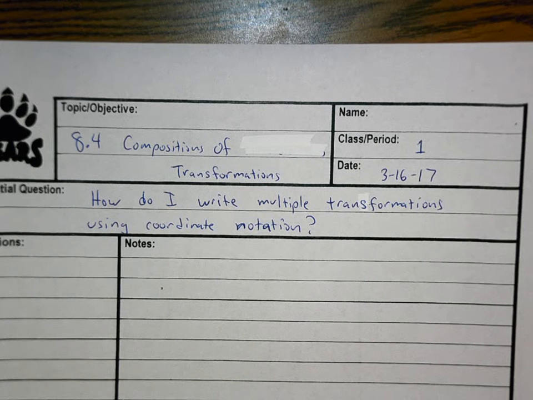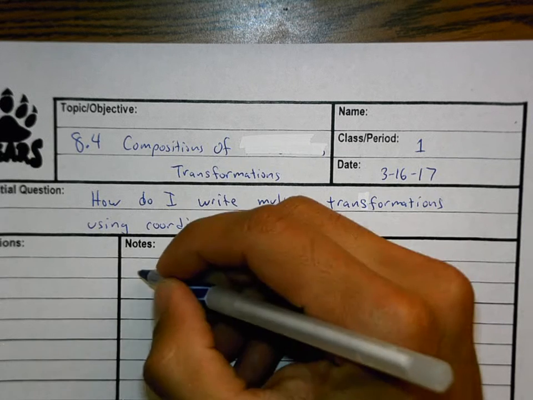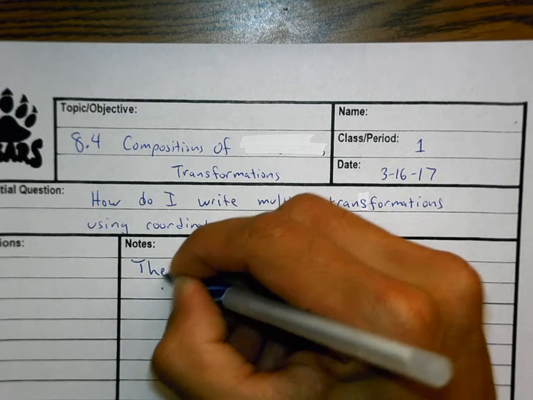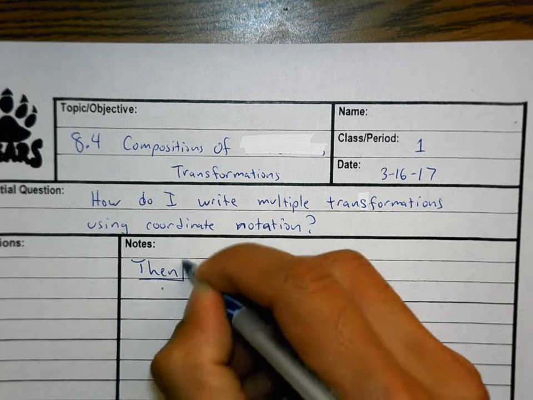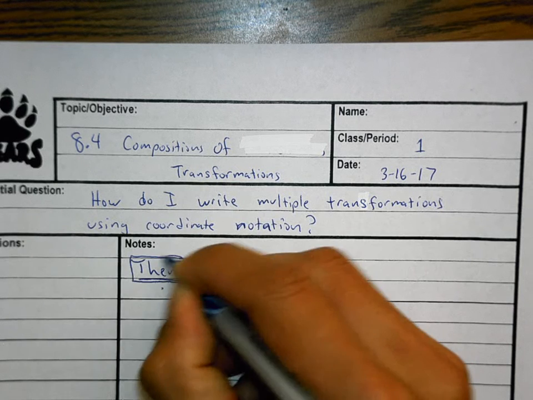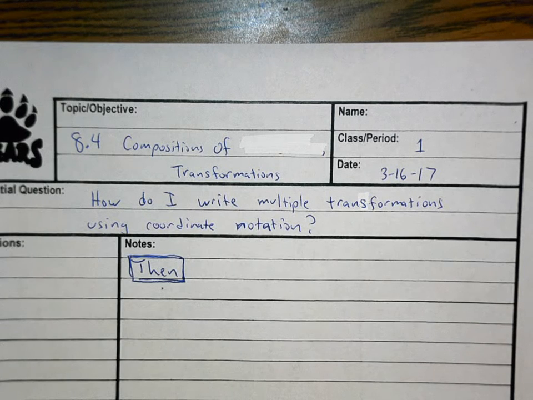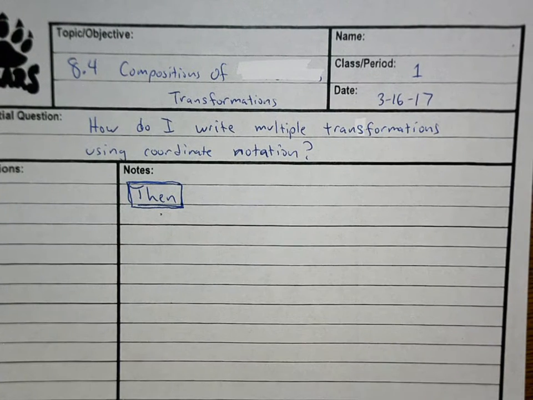So the first thing I want you to know is that the way this worksheet works is it splits things up. It splits up moves by using the word "then." The word "then," and I'm going to put a box around it so you know that I'm not actually writing a sentence with the word then. The word then is going to separate your moves.